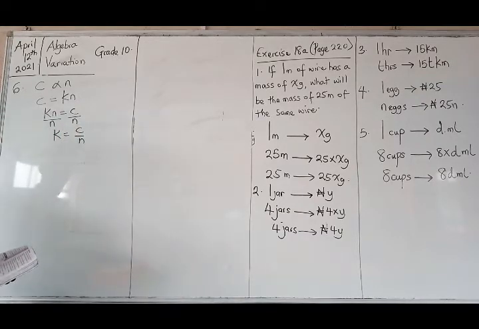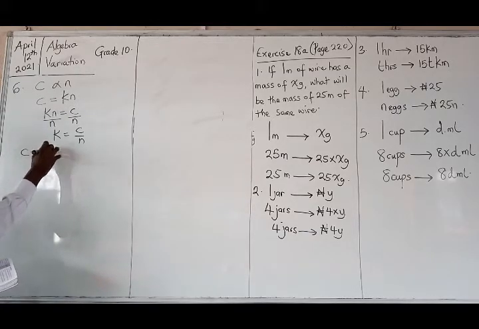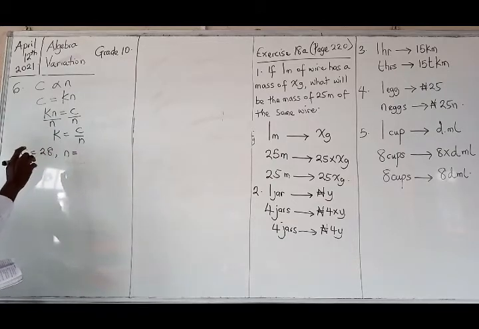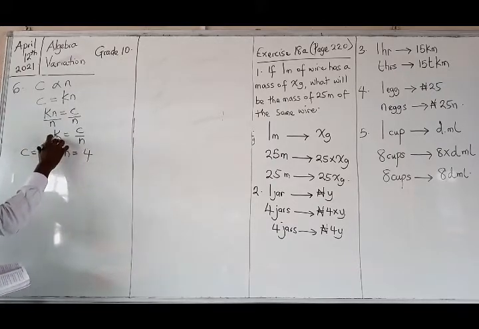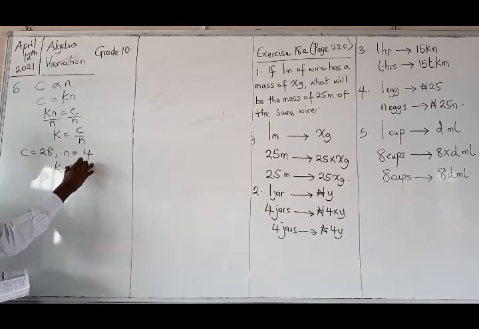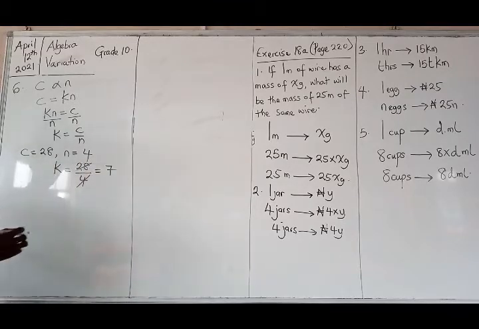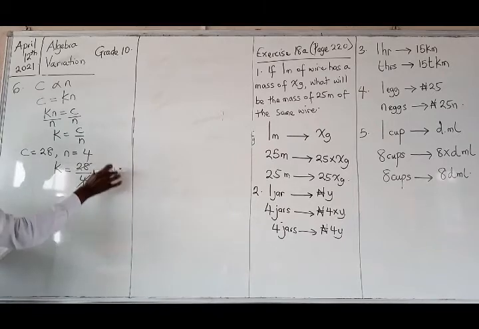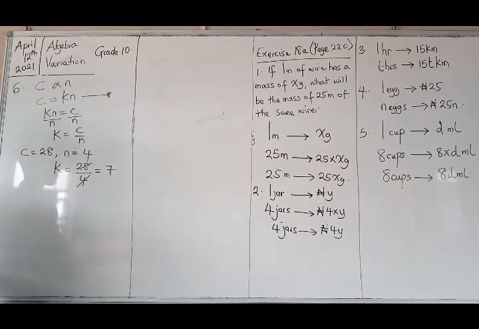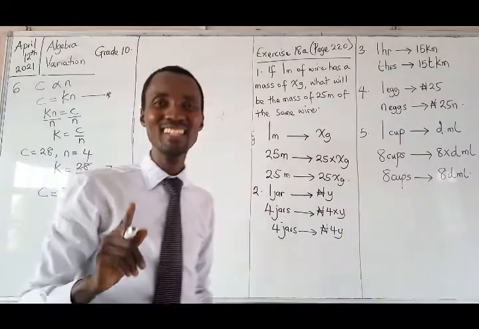Having said that, you are now told that C is equal to 28 when n is equal to 4. So what is k? k will now be equal to 28 divided by 4, and that will give you 7. Now, you're going to put this 7 back in the original work you're doing. What is k? It is 7. So that means C will be equal to 7n.